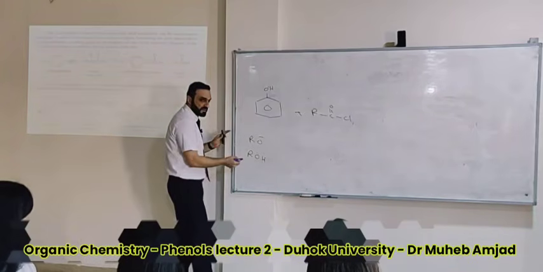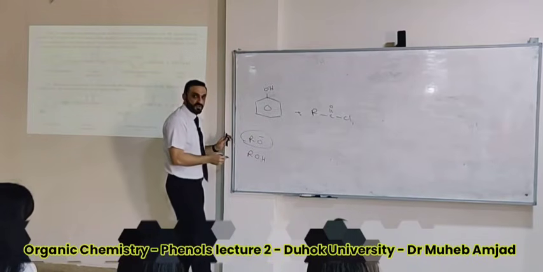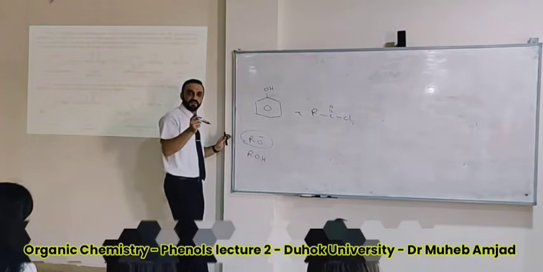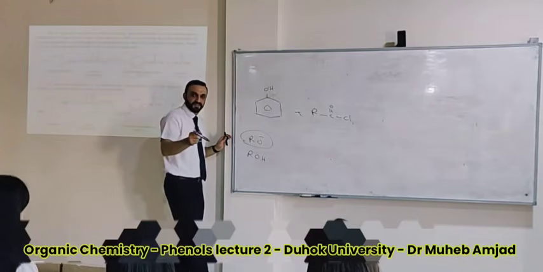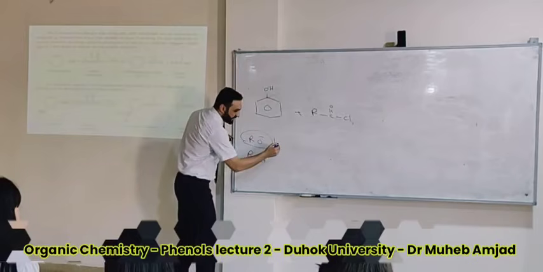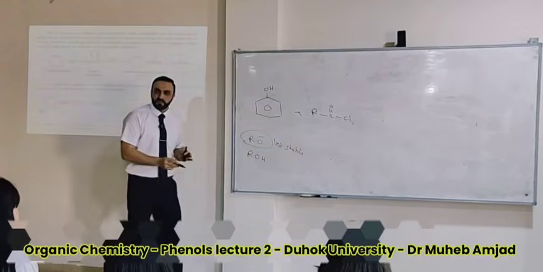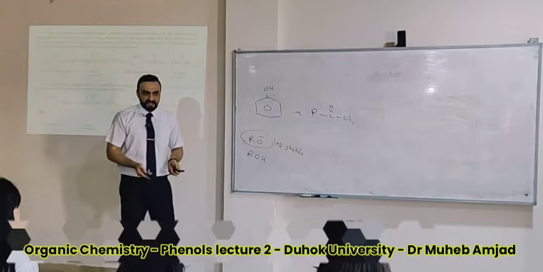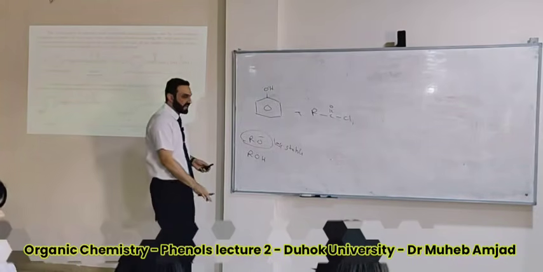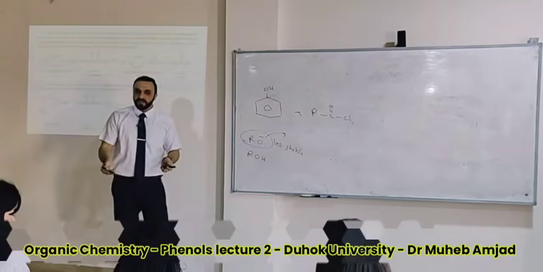Yes, the upper one. Why? More stable? No, on the contrary, less stable. Less stable means it will be more active. Yes, less stability, more active. That means it will be a stronger nucleophile. Okay, why is it a stronger nucleophile?